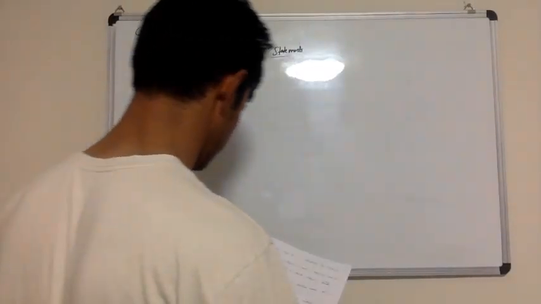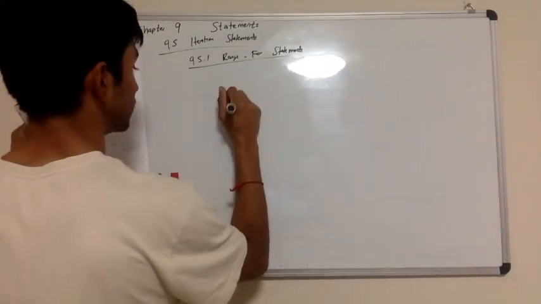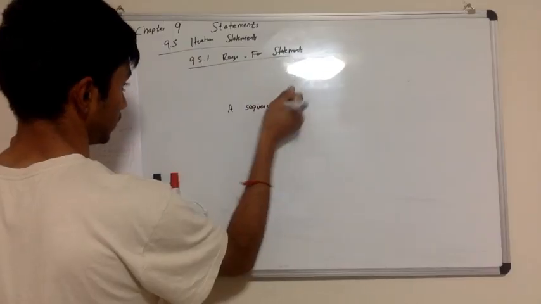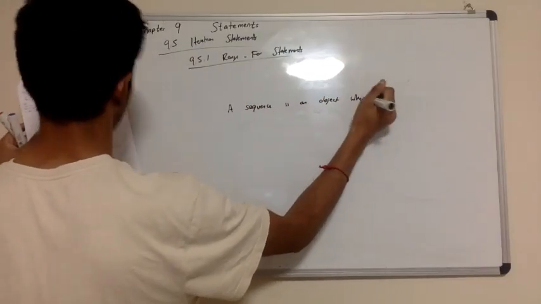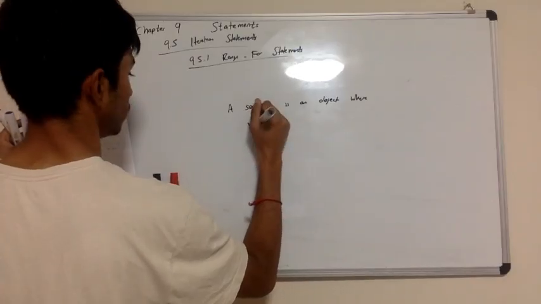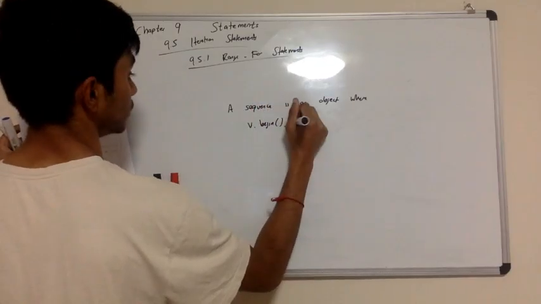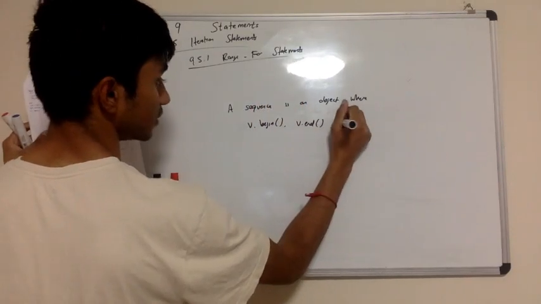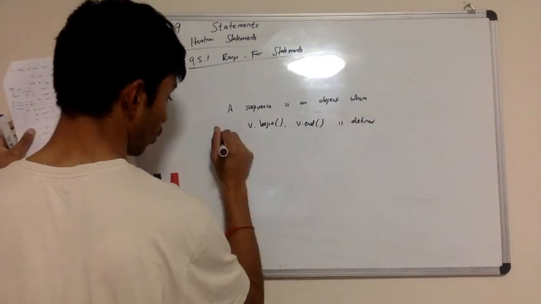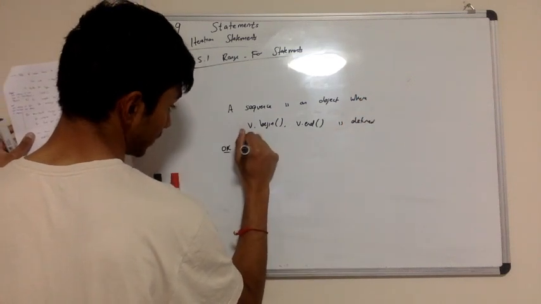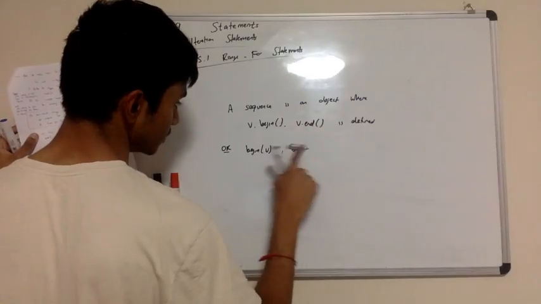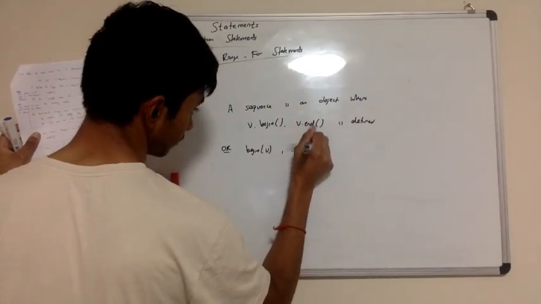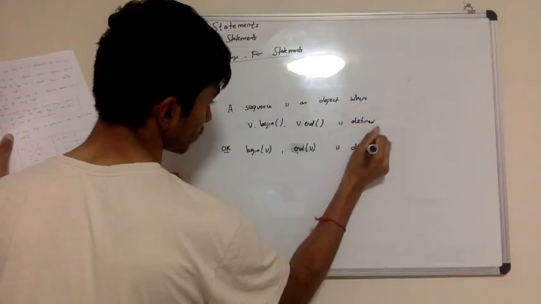A sequence is an object where v.begin and v.end are defined, or begin(v) and end(v) are defined. So you have to try one of these two things.